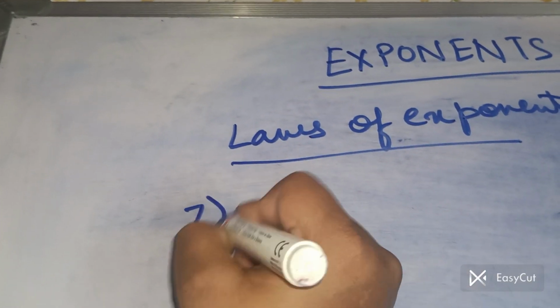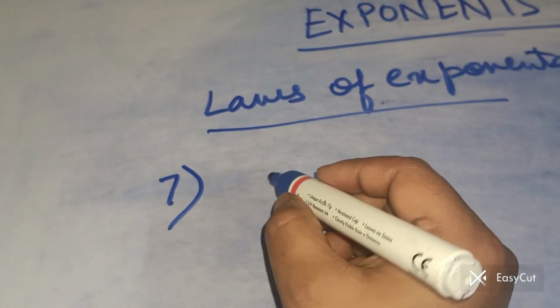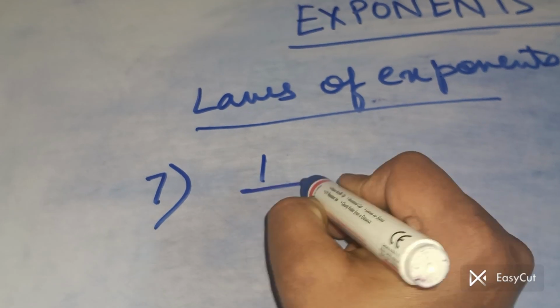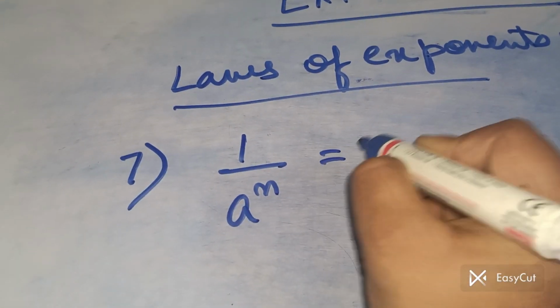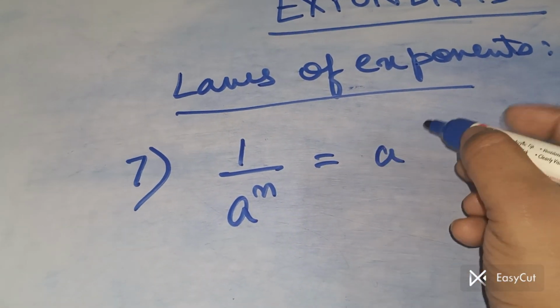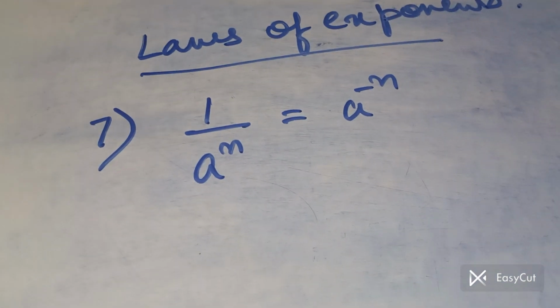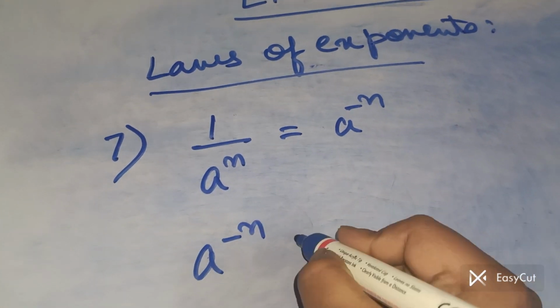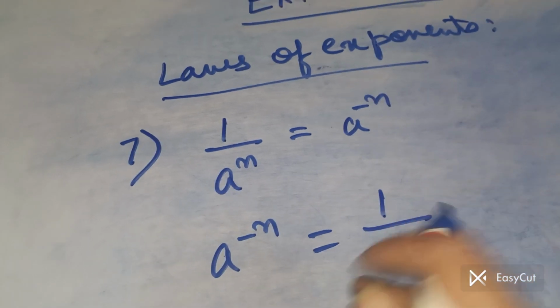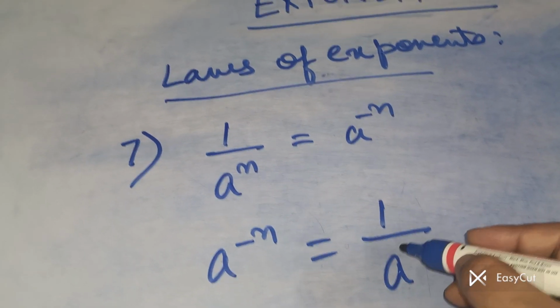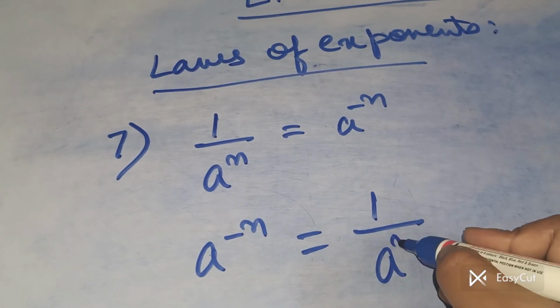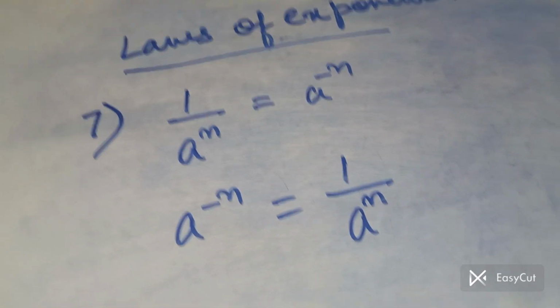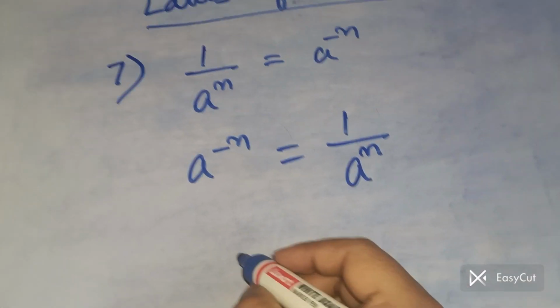The next law, law number 7, is 1 by a to the power n becomes a to the power minus n. Or if it is a to the power minus n, then it becomes the reciprocal and this negative sign disappears. Let me give one example.